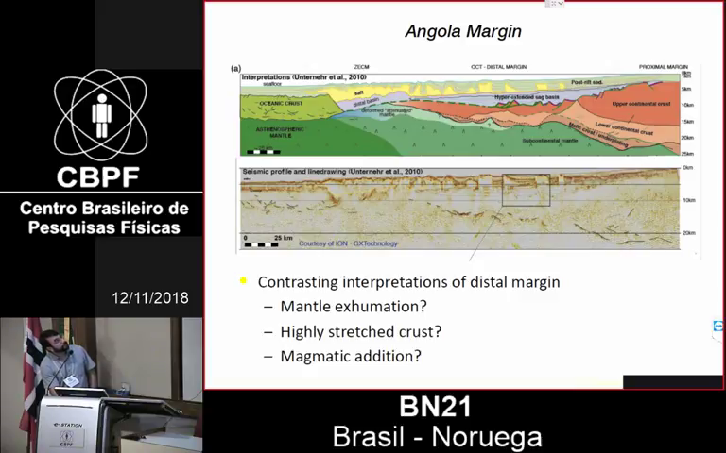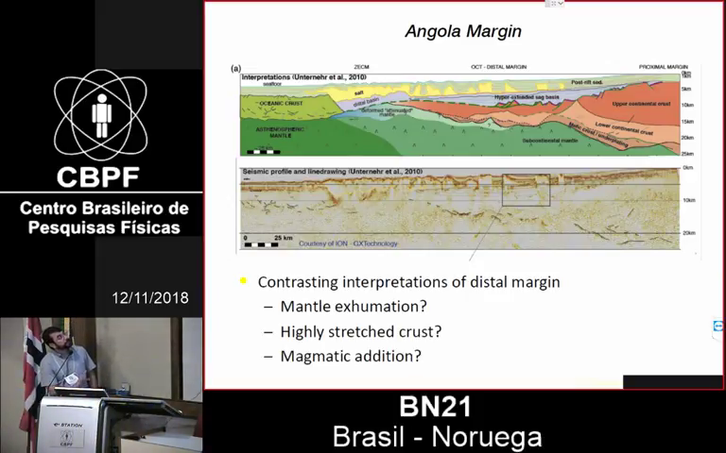Looking at the Angola margin and also the equivalent in Brazil, we have contrasting interpretations of the distal margin particularly. Some colleagues call for a mantle exhumation in this sector, some suggest a highly stretched crust, some suggest a magmatic addition. And to understand better this, we need to have better results for geophysics, some geophysics that provides compositional information, but we can also inquire the rocks that are deep-seated in a continental South America, also by looking at the rocks when they crop out.